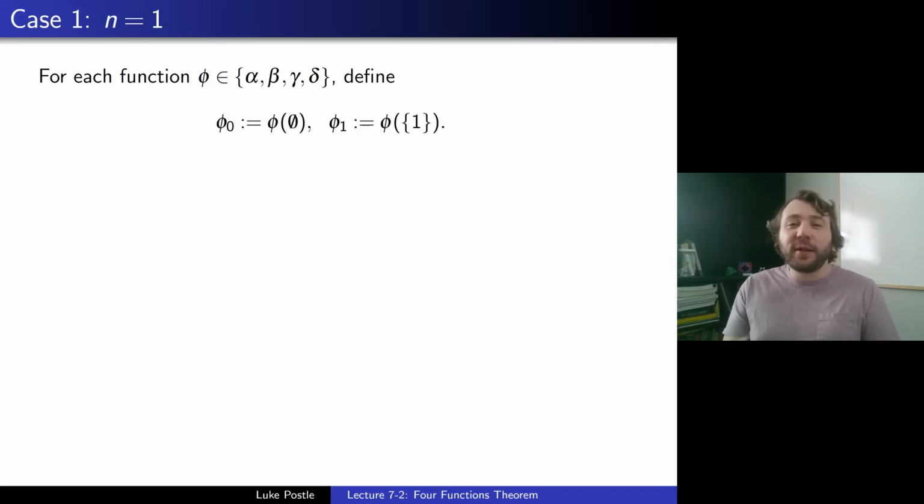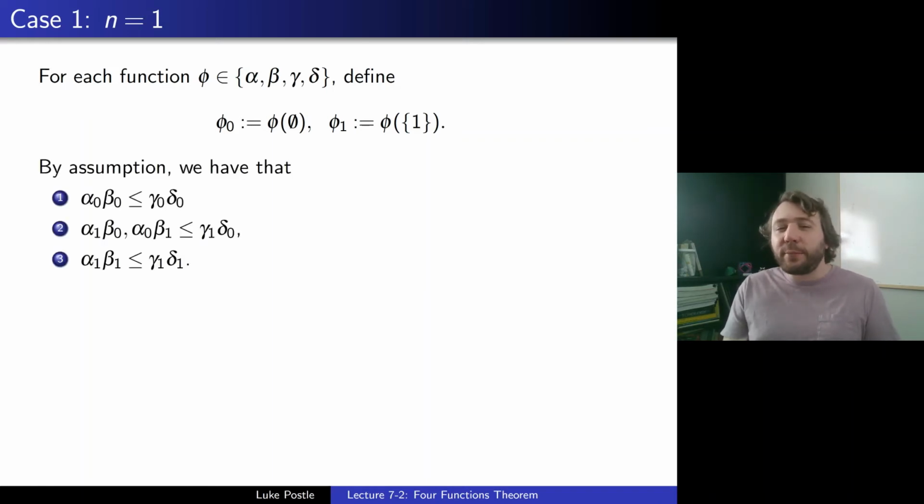So we're going to do some manipulation, and then we're going to reduce the larger n case to smaller values. So how does this work? For each function phi in alpha, beta, gamma, delta, let's define some shorthand, because we'll have a lot of crazy equations: phi of 0 to be phi of the empty set, and phi of 1 to be phi of the full set 1. So for n equal 1, we only have two subsets, the empty set or the whole set, and so we only have two values for each function. So then what are we really proving?